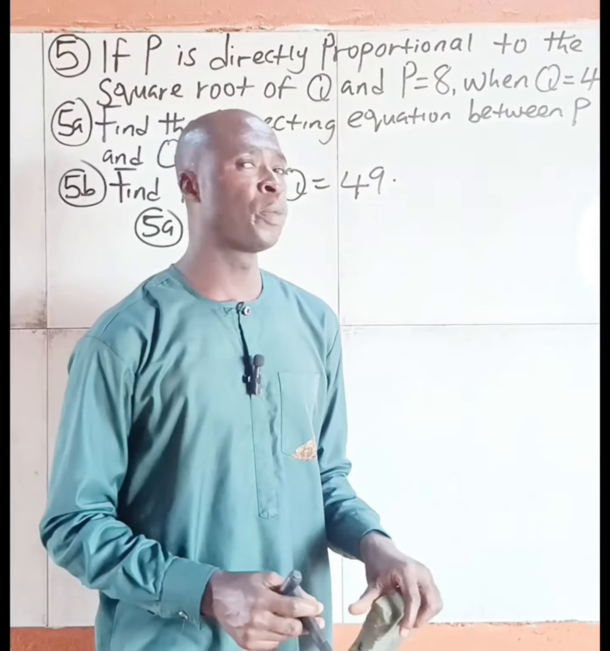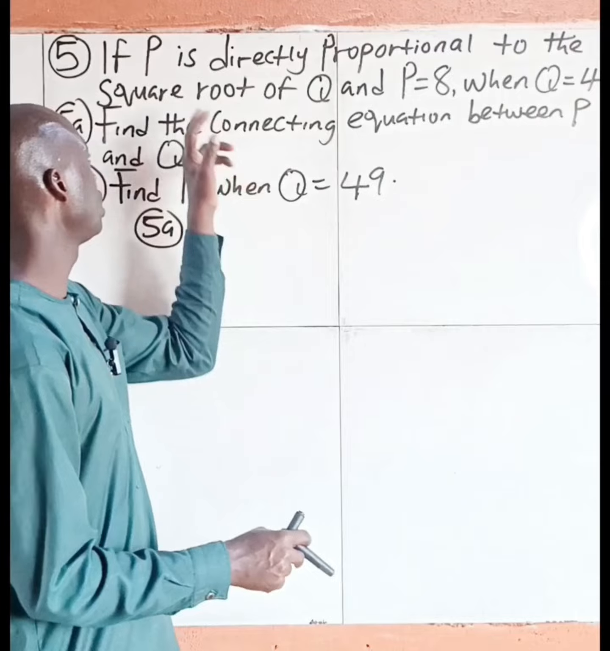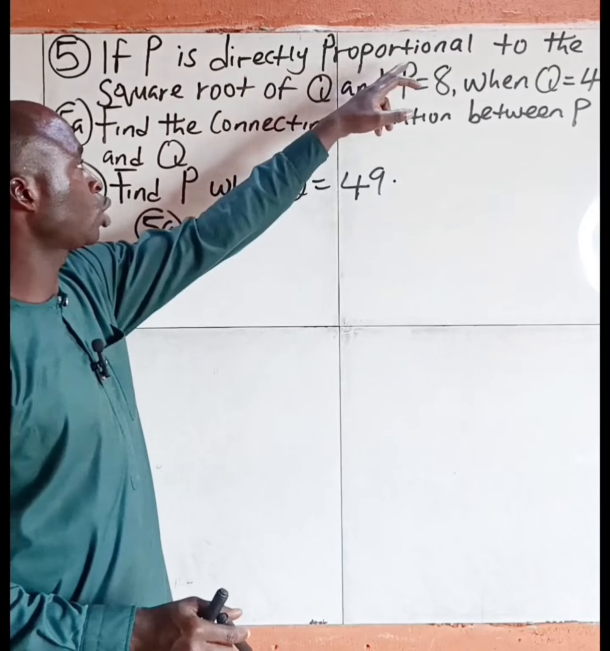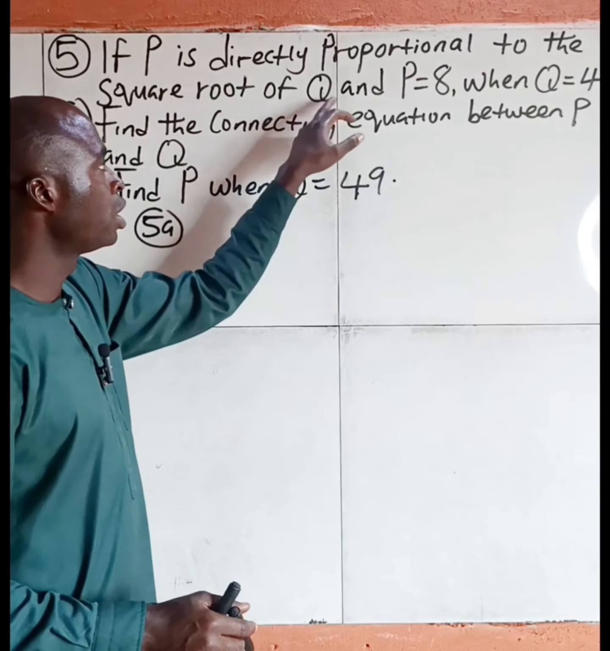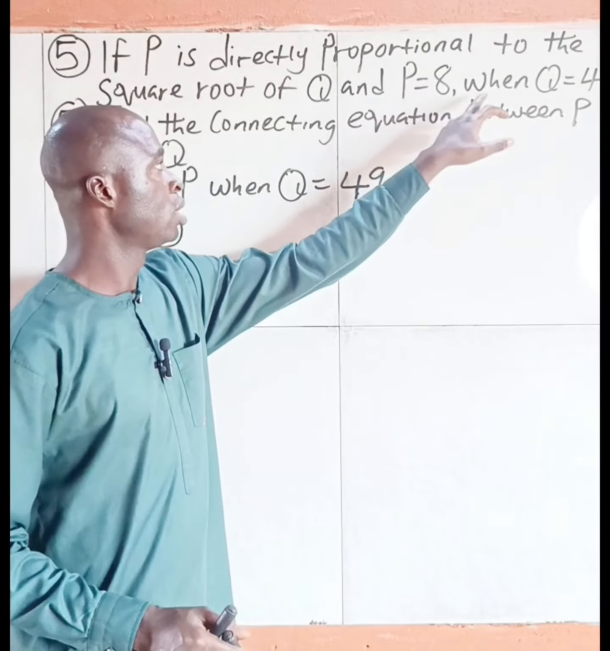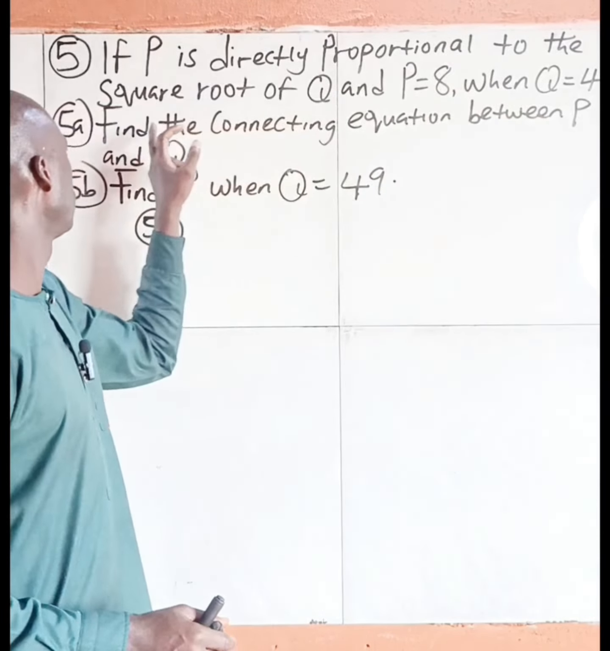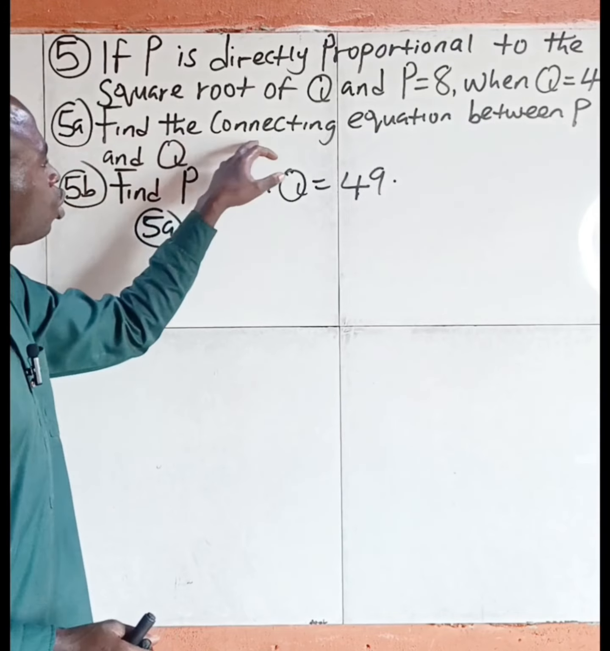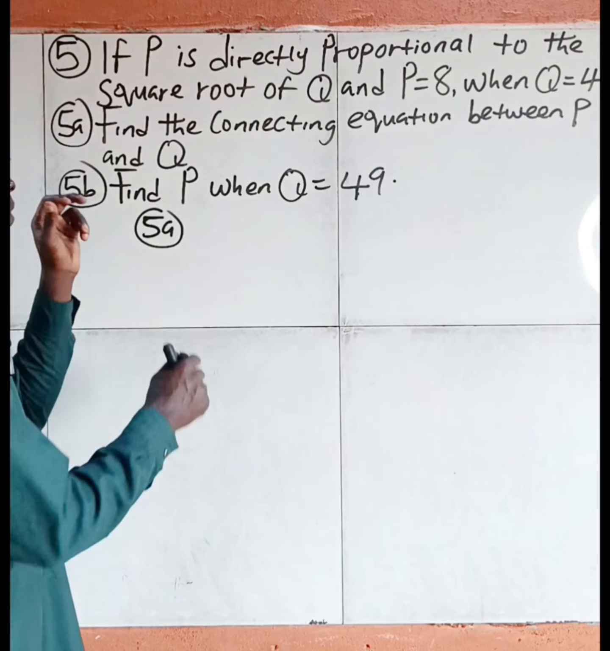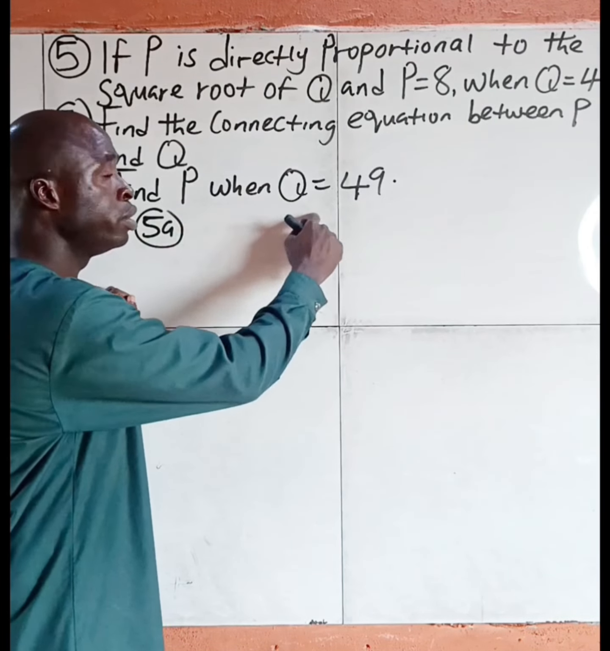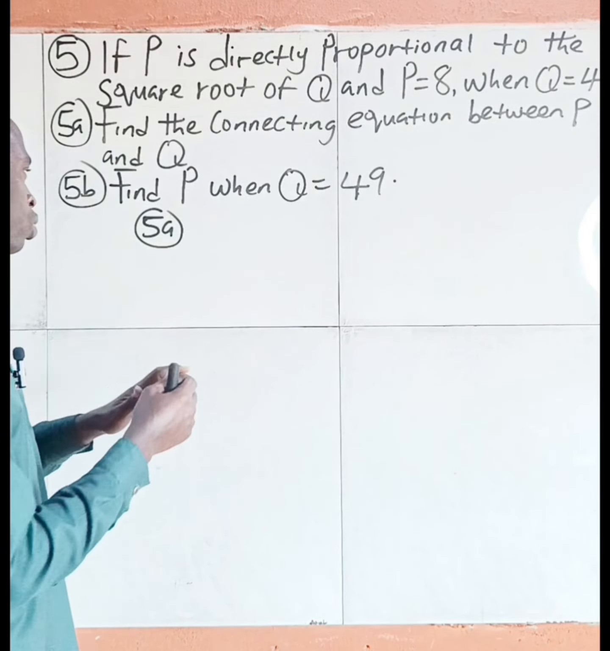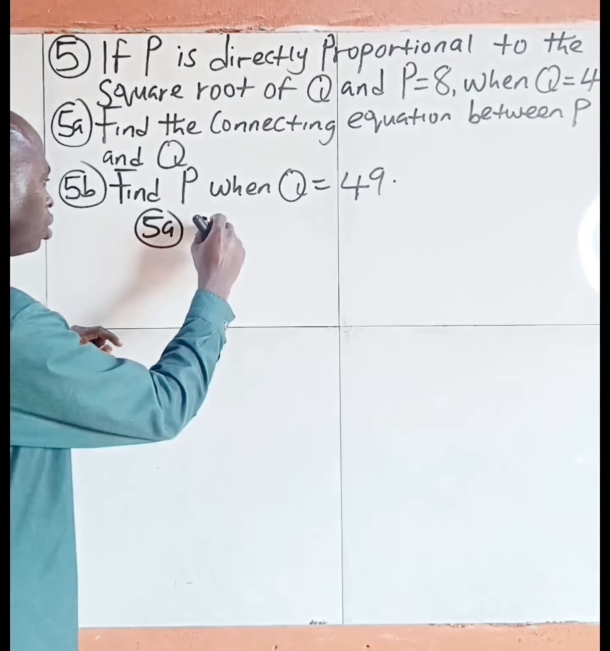All right, now for problem 5, the question says if p is directly proportional to the square root of q and p equal to 8 when q equal to 4. Find a, the connecting equation between p and q. Find b, p when q equal to 49. It's very simple. We'll go straight and start resolving the question.